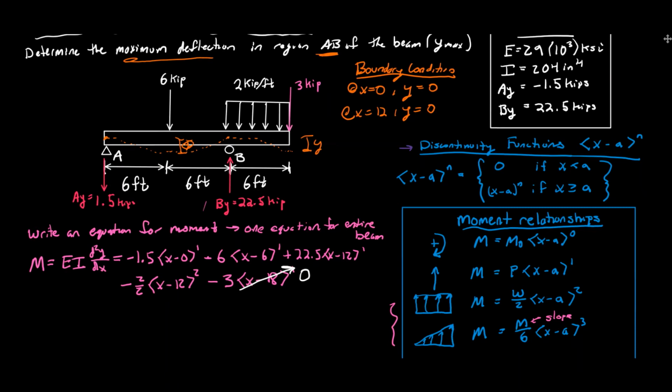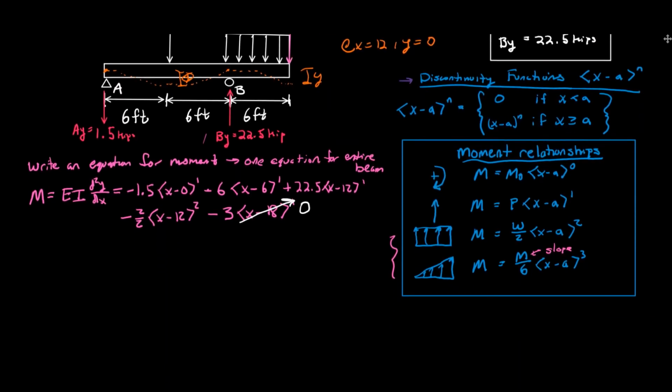So the next thing we need to do is find the slope equation. We know that the slope is going to be equal to EI times the first derivative of displacement, so we're just integrating this. We're just doing an integration, and we're going to get slope. So we integrate this whole thing up here. When we do that, this is going to be raised to the second power, and then it's going to be negative 1.5 divided by 2, so that's going to be negative 0.75.